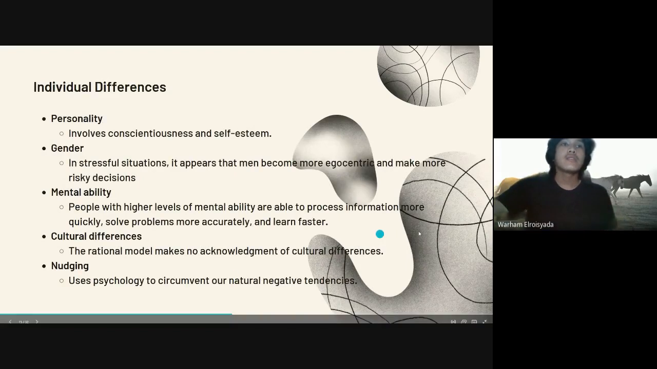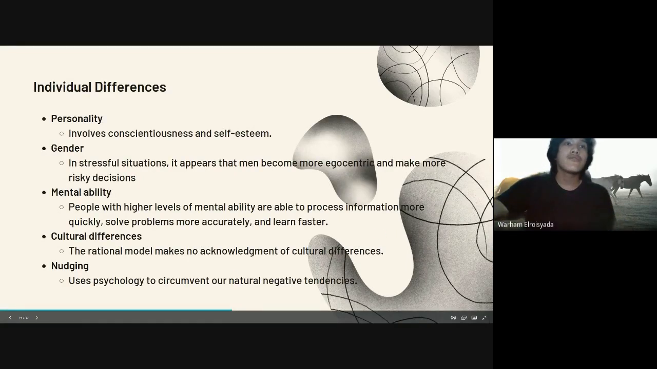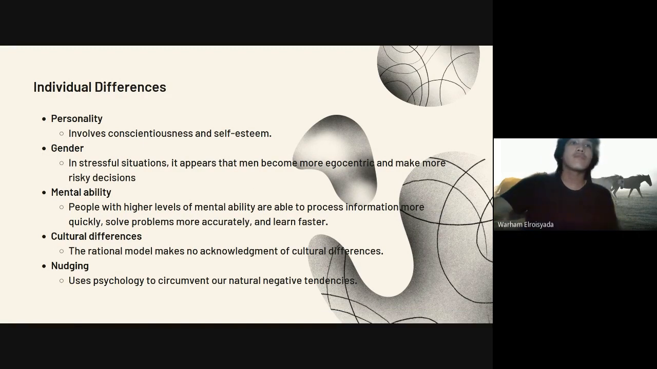So in the first part, individual differences involve personality. Personality involves conscientiousness and self-esteem. Research suggests personality influences our decisions. And then we can see that in the conscientiousness part, achievement-oriented people hate to fail. And then self-esteem, or the general self-perception of being good enough, is a rather stable trait.